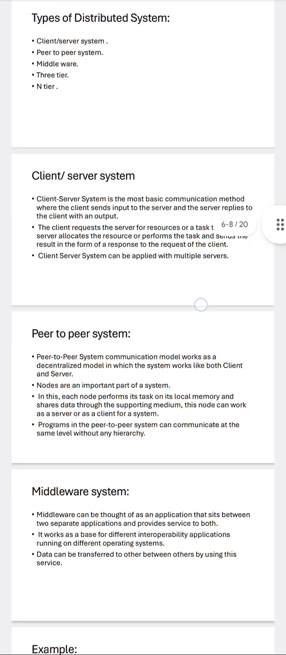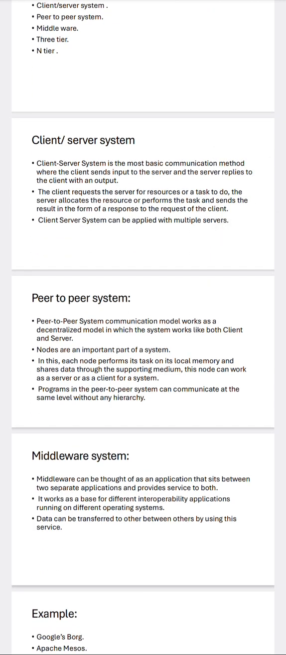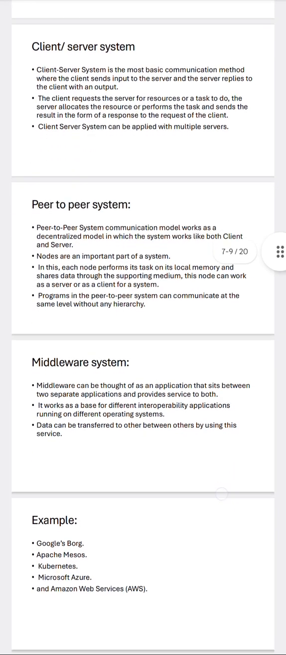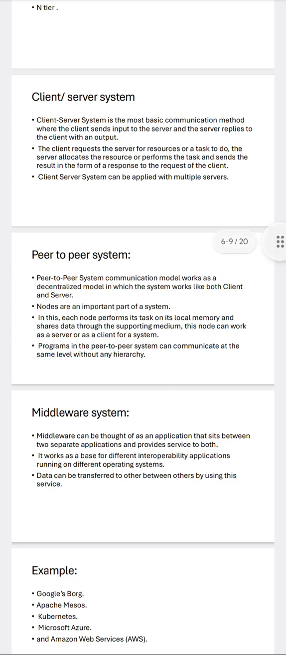The peer-to-peer communication system is a communication model that works as a decentralized model in which systems work like both client and server. Nodes are an important part of the system. In peer-to-peer system, the nodes play the major role. Each node performs its task on its local memory and shares data through the supporting medium. This node can work as a server or as a client for the system. Programs in peer-to-peer communication would be at the same level without any hierarchy. So this is the peer-to-peer system.